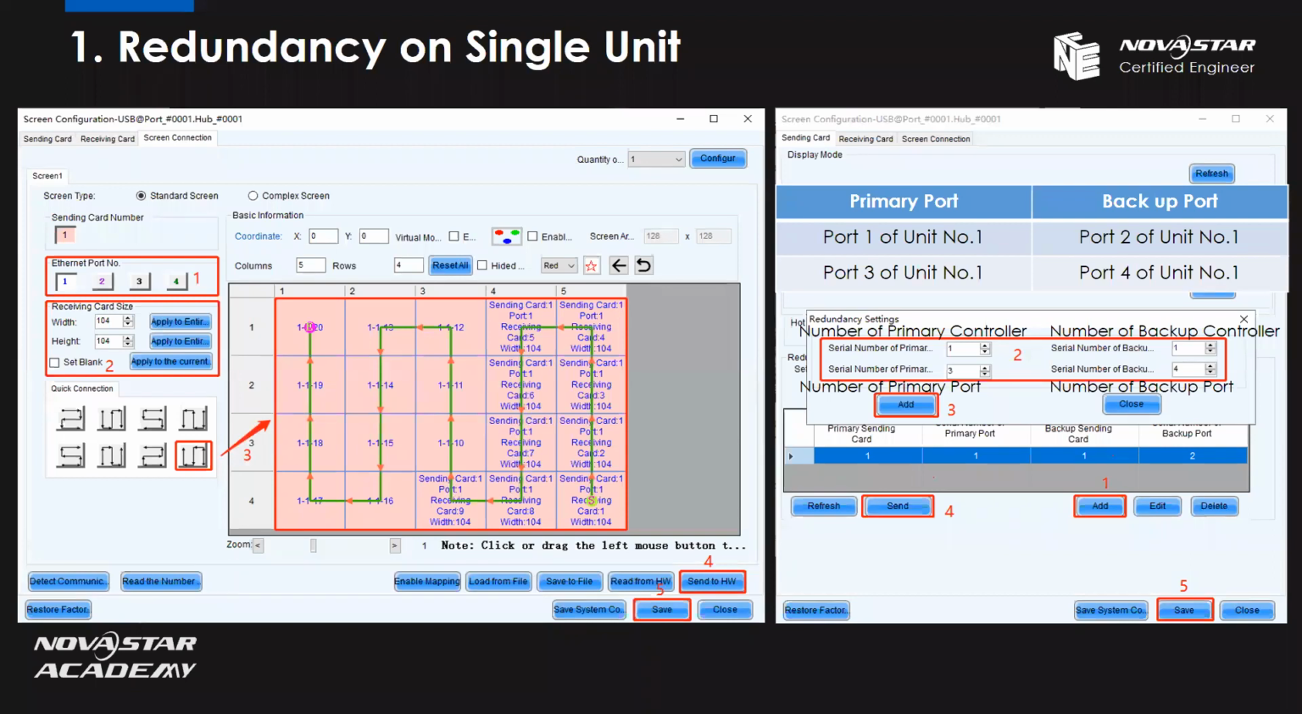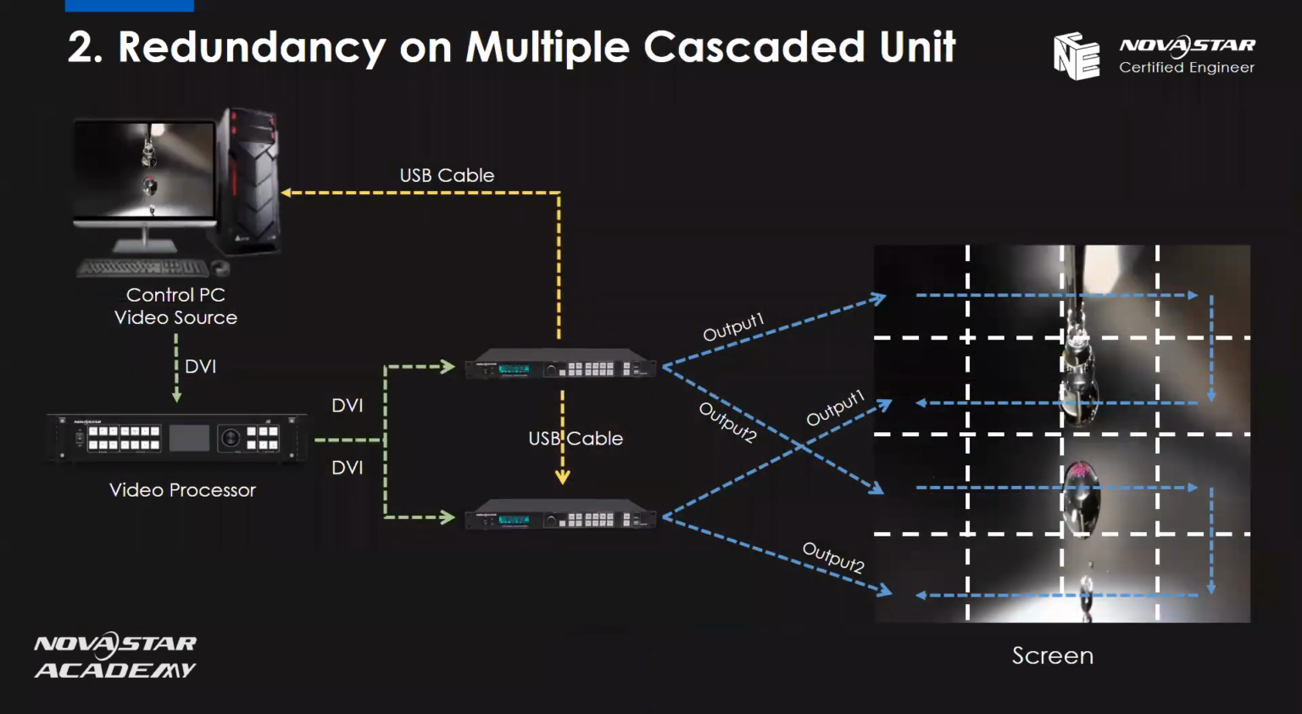Let's see the second way to do the redundancy. The second way is redundancy on multiple cascaded units. Still, let's see the hardware connection right here. The first one is the USB cable. The control PC is using one USB cable to connect the first device, VX4S. At the same time, the first VX4S is using another USB cable to do the cascading and connect the second VX4S. So actually in this chart we are using 2 units, but everything is in a USB loop.